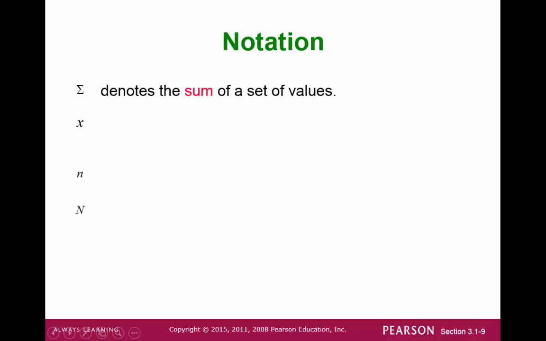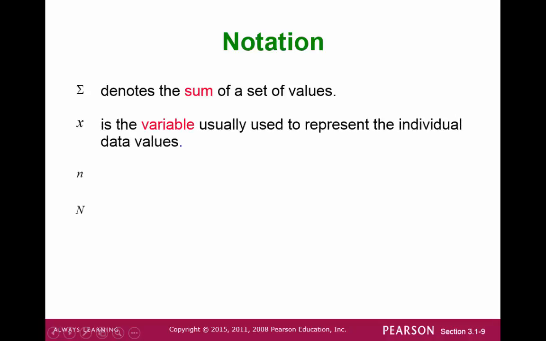This symbol is called sigma. This is a Greek letter, capital sigma, and the S stands for sum. This notation tells us we're going to add up some stuff. x is the variable that represents all the numbers in our data set. So sigma x tells us that we will add up the numbers in our data set.